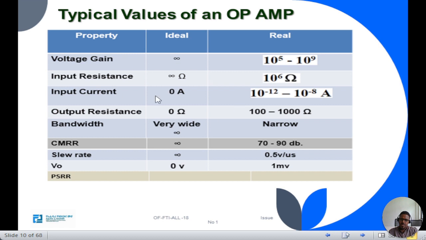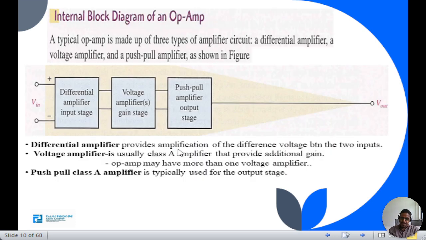So we will summarize in this table the ideal versus practical op-amp with their properties: voltage gain, input resistance, input current, output resistance, bandwidth, common mode rejection ratio, slew rate, V out, and power supply rejection ratio. So we will see them one by one.